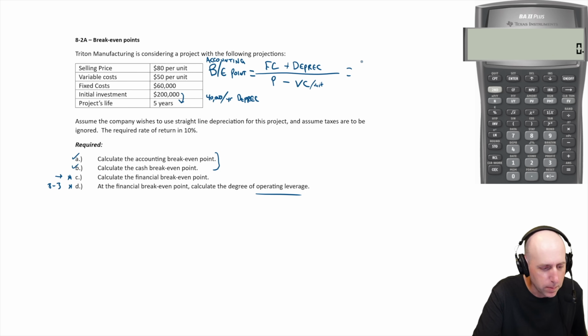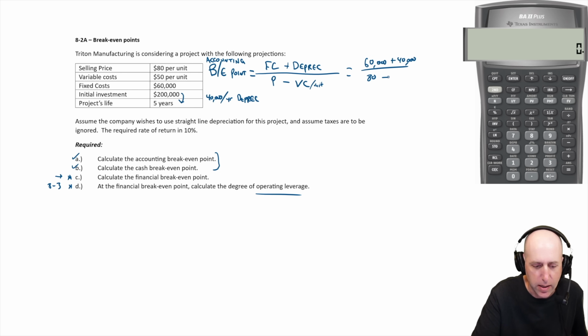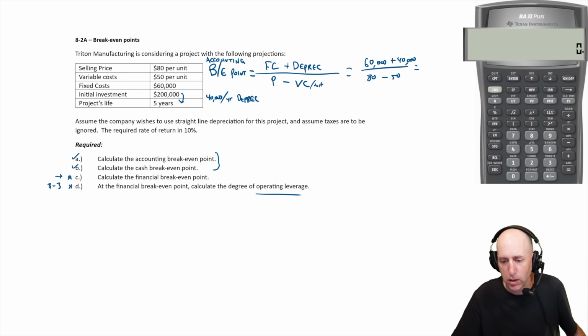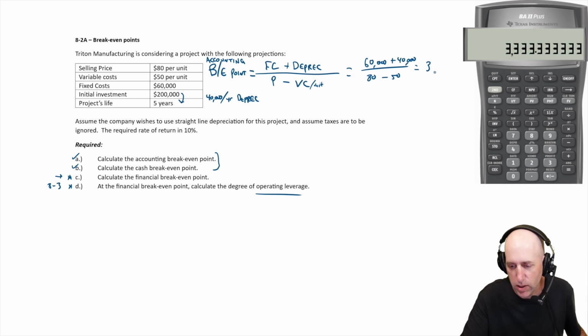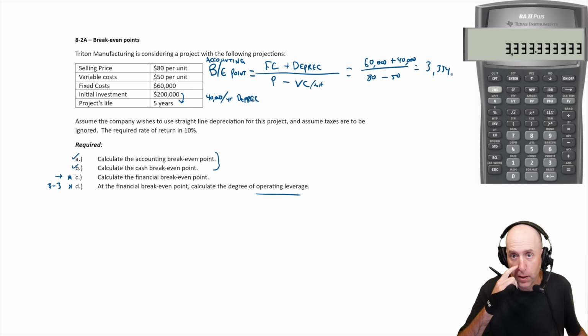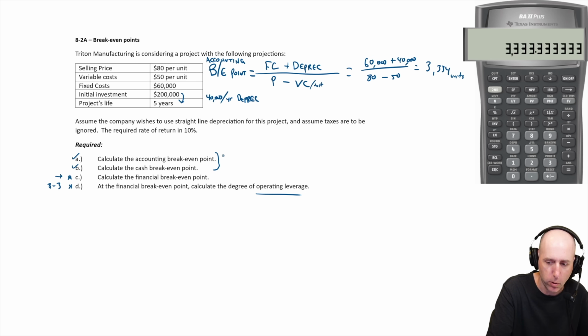Let's calculate the accounting break-even point. Fixed cost plus depreciation, 60,000 plus 40,000, divided by price minus variable cost per unit, 80 minus 50. And let's crunch that number. 60 plus 40 is 100,000 divided by 80 minus 50, which is 30. That's 33,333, so 3,334 units. That's our break-even point, according to the accountant.